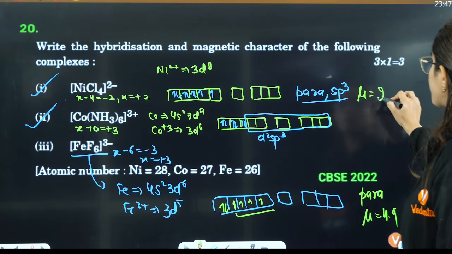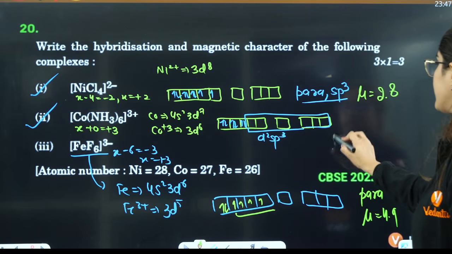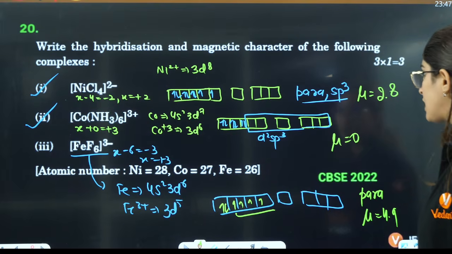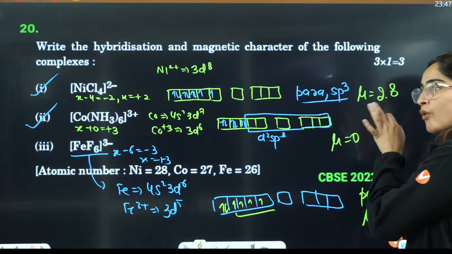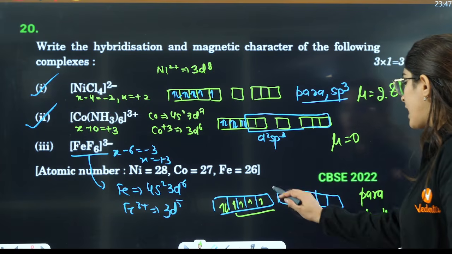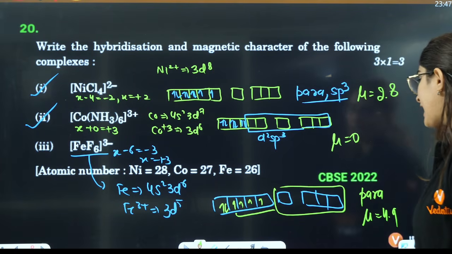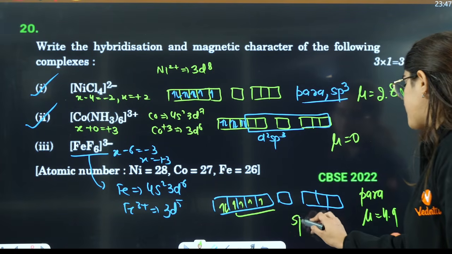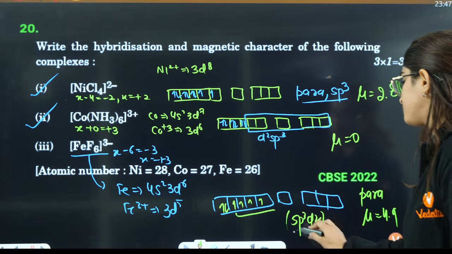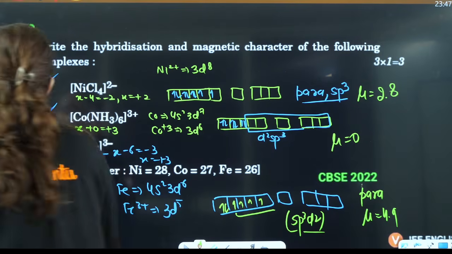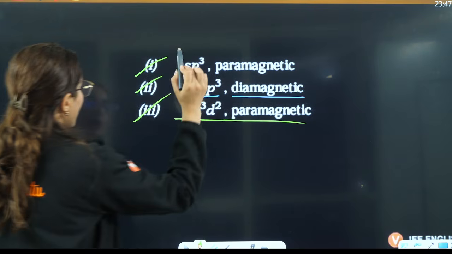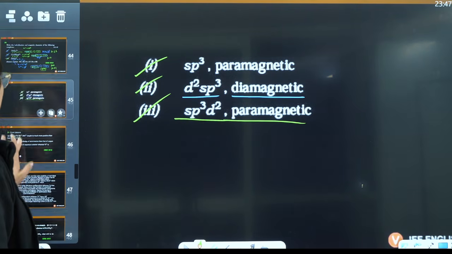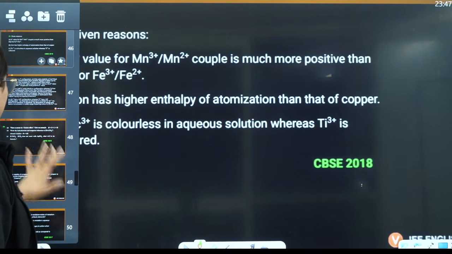Here mu is equal to 2.8 and here mu is equal to 0. Because whenever you have unpaired electrons, you just add 0.7, 0.8 in the end, right? And here it will be sp3d2, because of coordination number 6. So the answer will be sp3d2 and paramagnetic is the correct answer here.